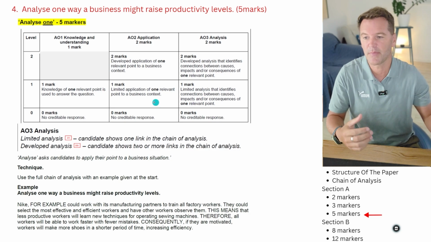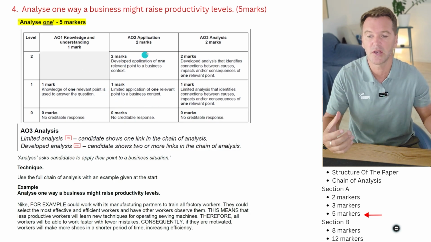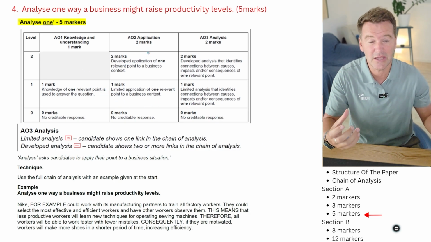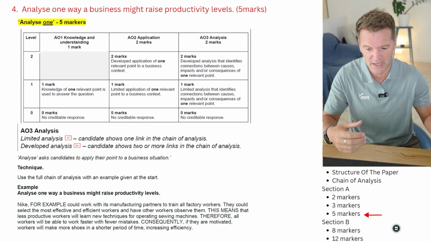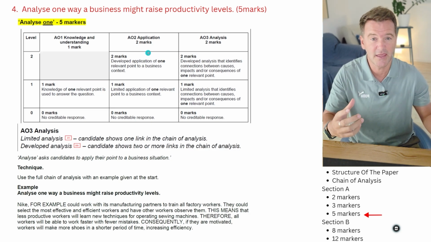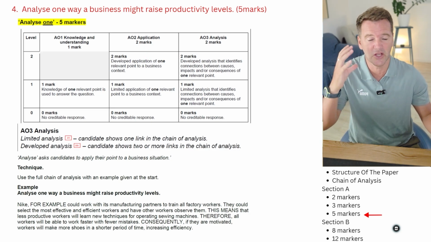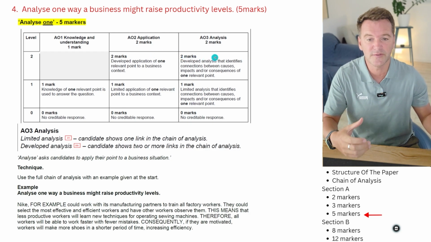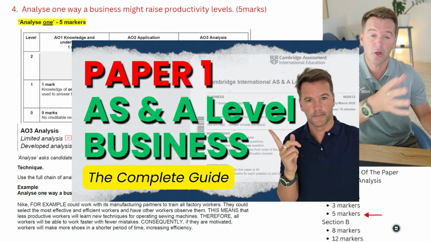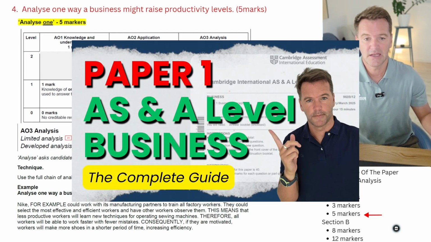That is going to get me hitting. The knowledge mark was correct. That unlocked the application where I've clearly got an example and it's well explained, talking about sewing machines and Nike. Had to think it up myself, didn't come from anywhere, I just thought of the best example. And then I've got developed analysis because I showed the consequences, how one thing led to another.